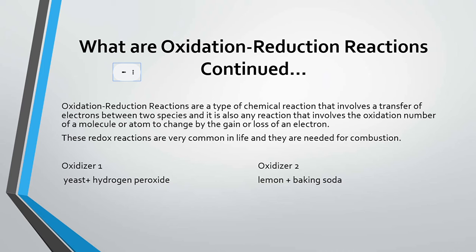So for our project, the first oxidizer that we used was yeast and hydrogen peroxide, and then we had oxidizer 2, lemon and baking soda mixed together, and both of these helped us create the combustion we needed for our engine.